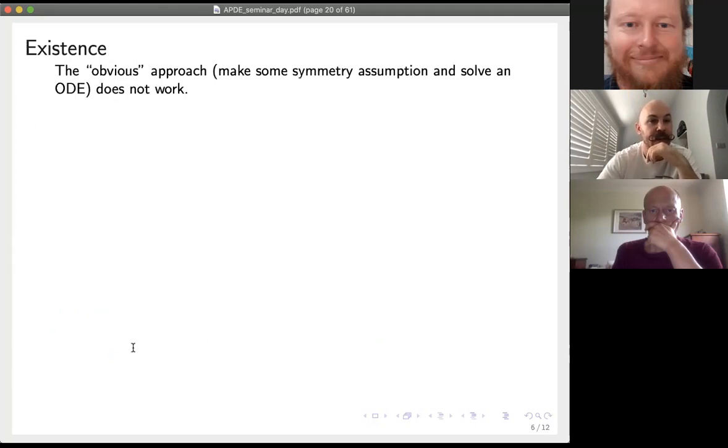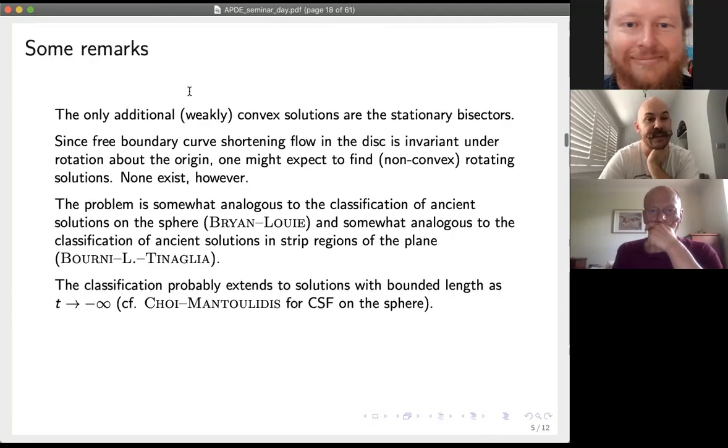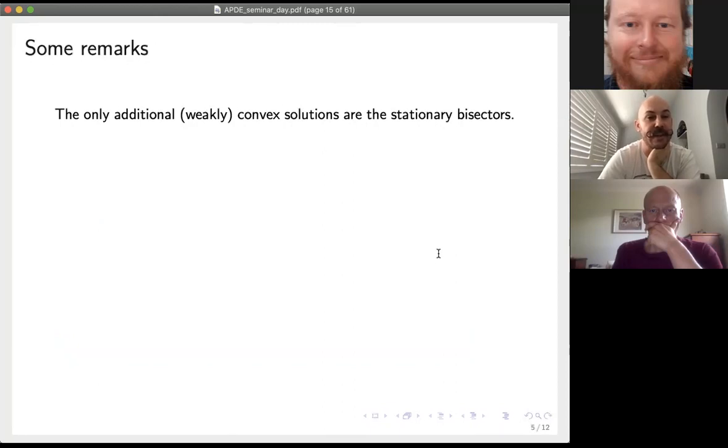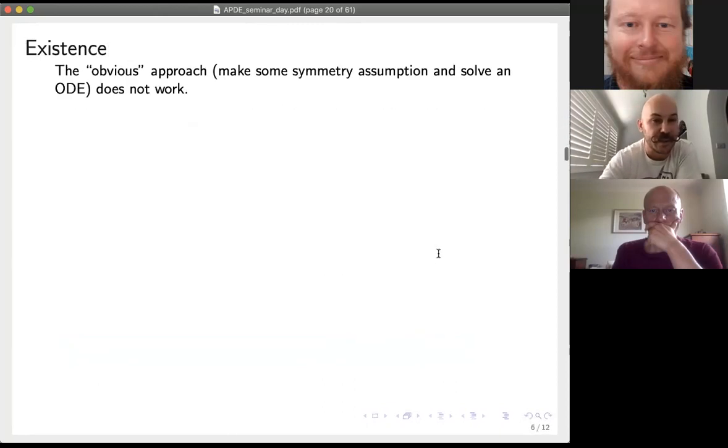Okay. So the first step is to actually produce a solution. And the first thing you realize is that the obvious thing doesn't work. You make some symmetry assumption, as for, say, the shrinking circle in the plane. It's rotationally symmetric, which reduces the problem to an ODE with respect to t, and then you just solve it, and you've got yourself an ancient solution at the very least, but this doesn't work. These solutions are definitely not, in fact, they're very far from being circular arcs, due to this asymptotics. So circular arcs definitely don't work. The soliton solutions which rotate about the origin don't work.